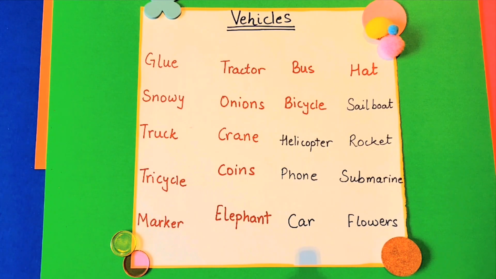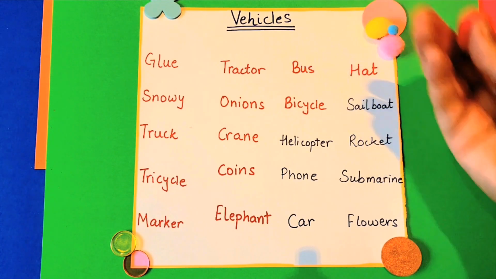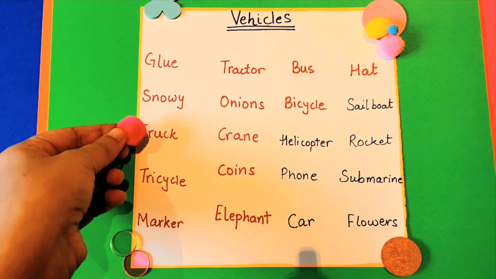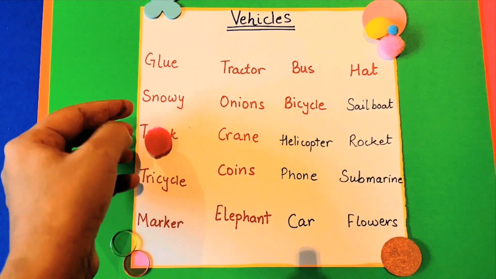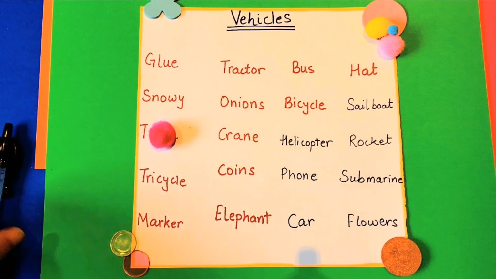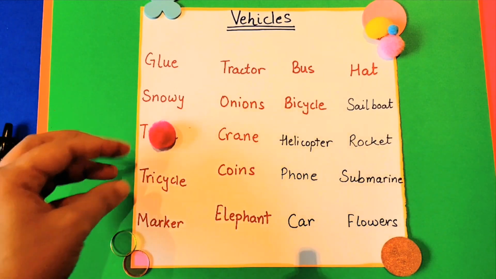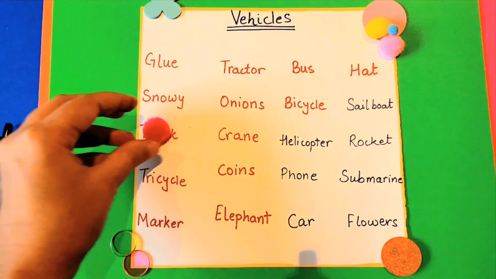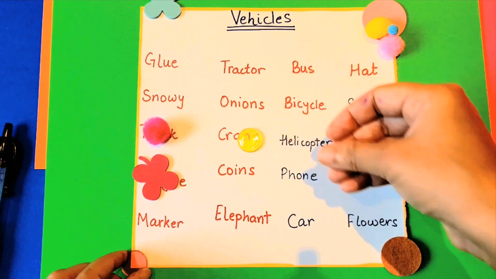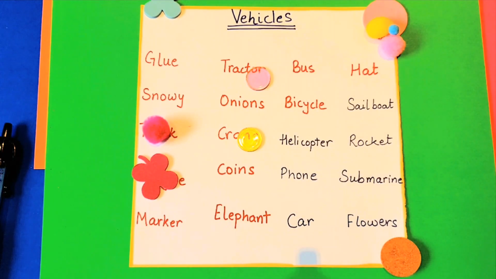What we are doing is we are marking the words that are associated with vehicles here. So is glue associated with vehicles? No. Is it a vehicle? No. So, but truck is. So you can ask your child to put the manipulative or mark with a pen or put any kind of sticker on top of the word. So that's truck, we have tricycle, we have crane, and we have tractor, right? So that is activity 1.